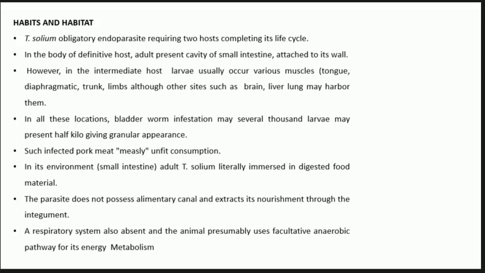The respiratory system is also absent because they are present in an anaerobic area, and most of the time they are facultative anaerobic. Okay, and this will be the pathway for this energy development.